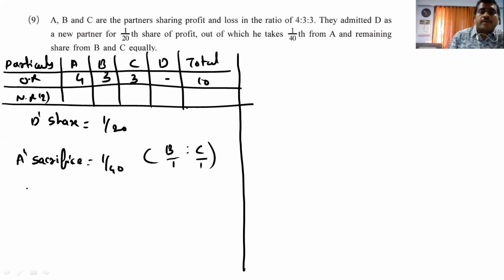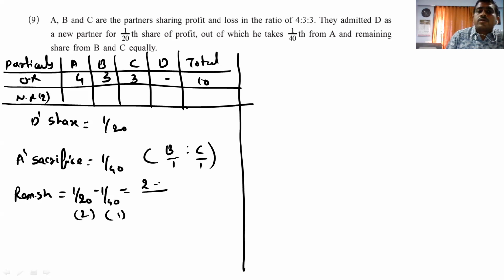Equal proportion. So let's see. How much is the remaining that we have to find? So the remaining share is equal to 1 by 20 minus 1 by 40. That is 2 minus 1 by 40. So the remaining share comes to 1 by 40.